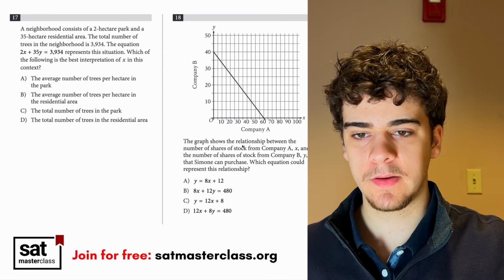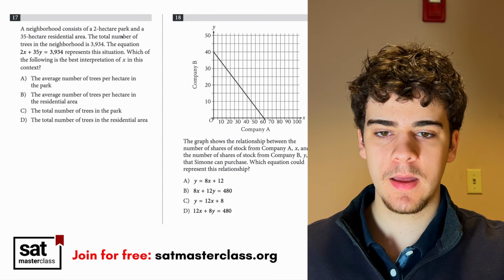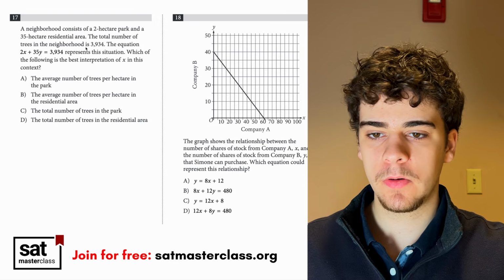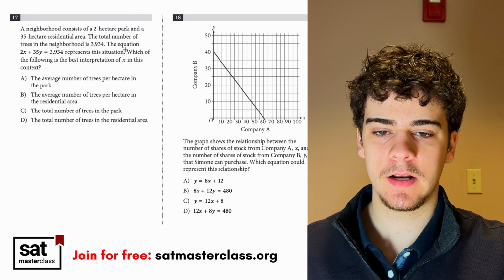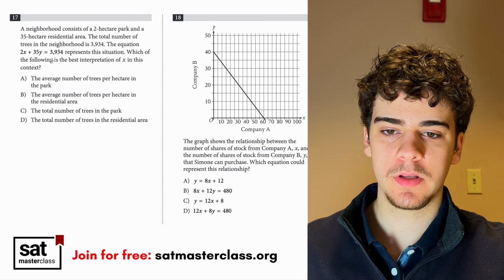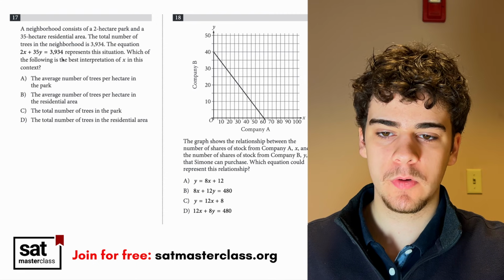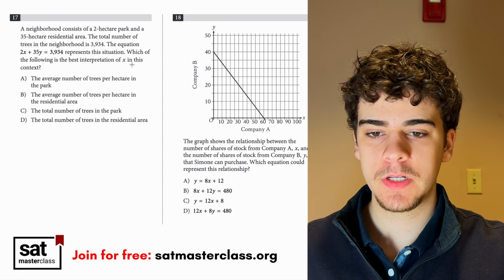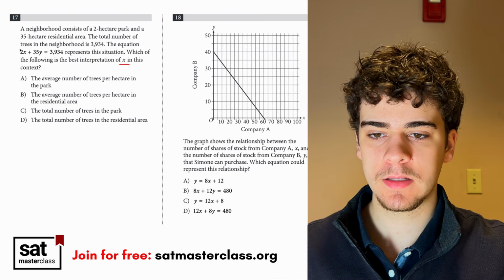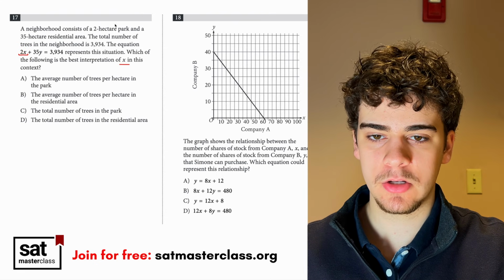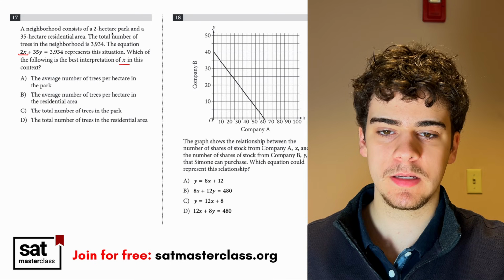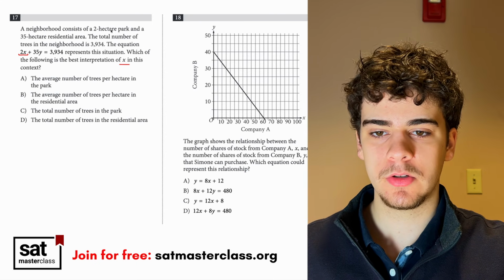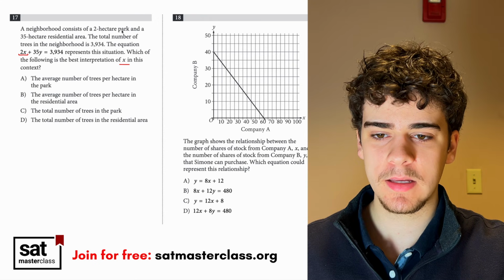Okay, question 17. A neighborhood consists of a 2-hectare park and 35-hectare residential area. The total number of trees in the neighborhood is 3,934. The equation 2x plus 35y equals 3,934 represents the situation. Which of the following is the best interpretation of x? So we can see that x is next to the 2, and we were told that a neighborhood consists of a 2-hectare park. So it's going to have something to do with the park, I guess.